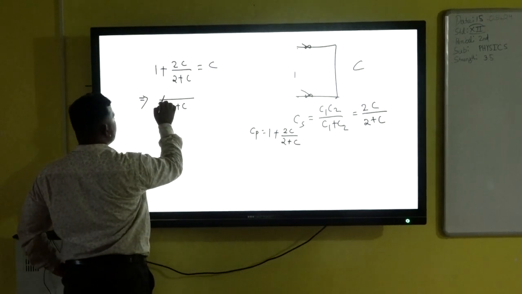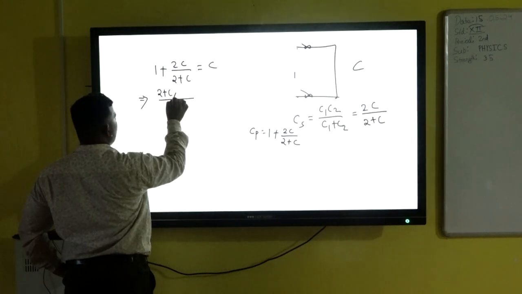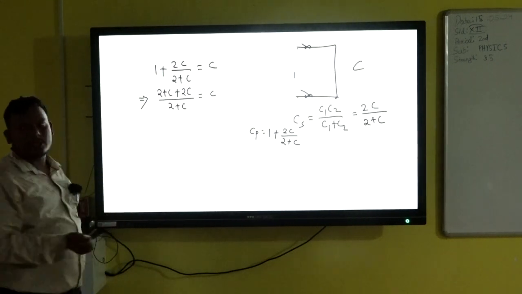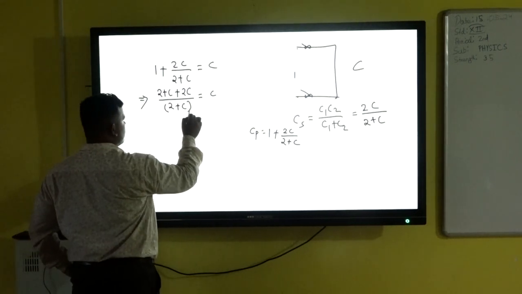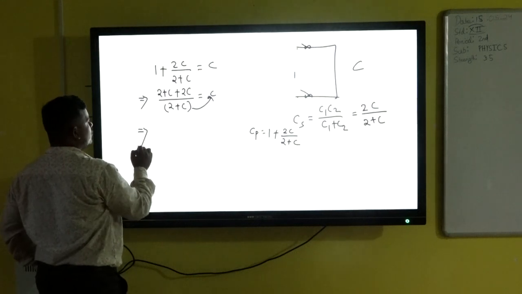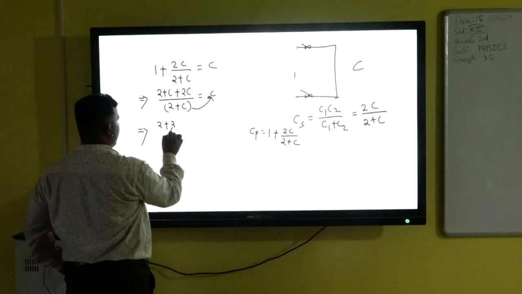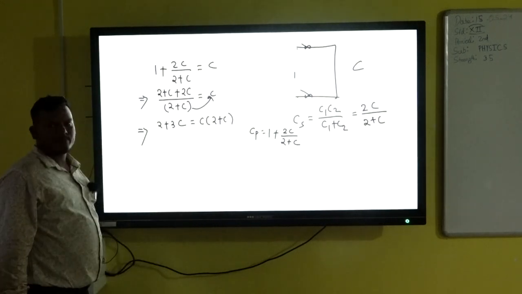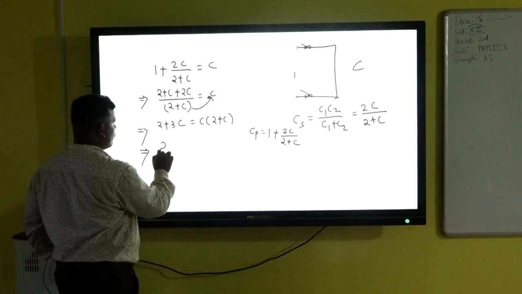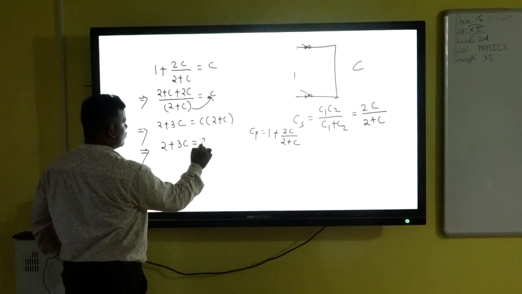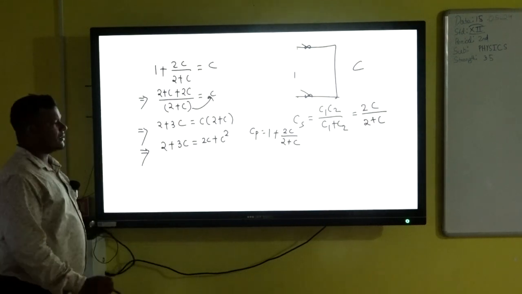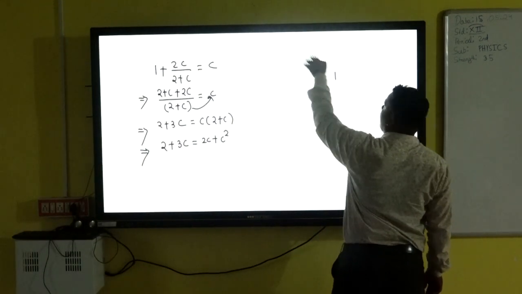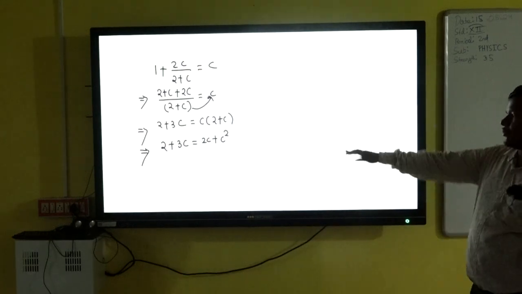So here, 2 plus C plus 2C. So here is C. So I can cross multiply, from this side to this side. So what will happen? 2 plus 3C equal to C whole into 2 plus C. Okay. So our final answer will be 2 plus 3C equal to 2C plus C square. So now this is a quadratic equation. So you can make middle term break and you will be able to find the value of C.